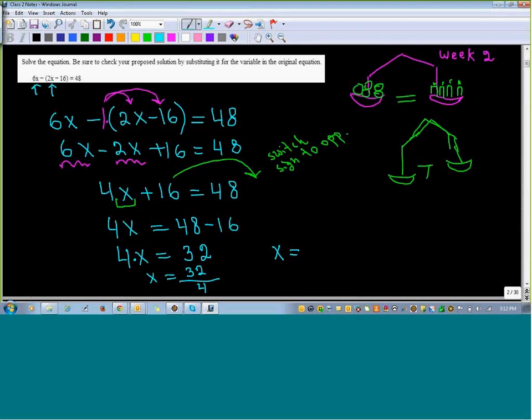We can check the solution here, since this was a simple equation, but you could do it if you wanted to, right? 2 times 8 is 16, 16 minus 16 is 0. 6 times 8 is 48, 48 minus 0, that definitely equals 48, right? This was a fairly simple one.